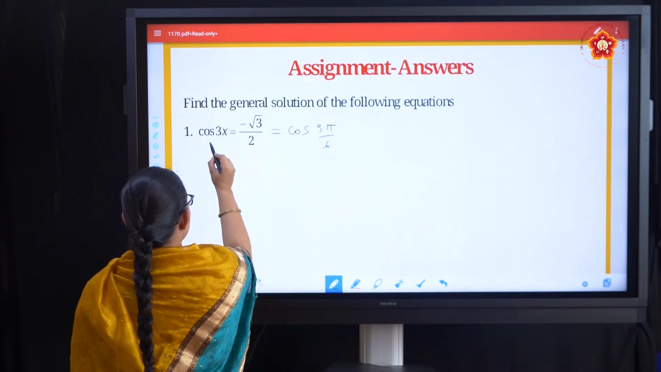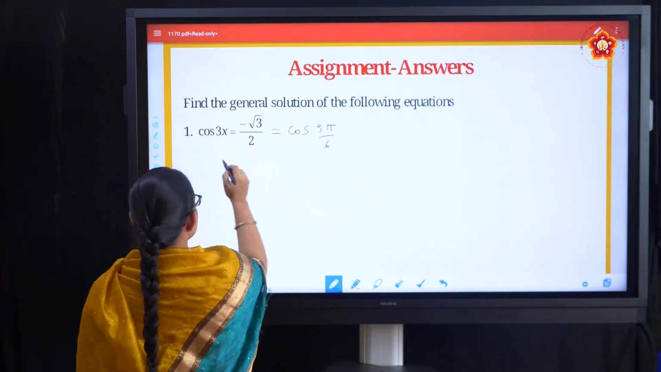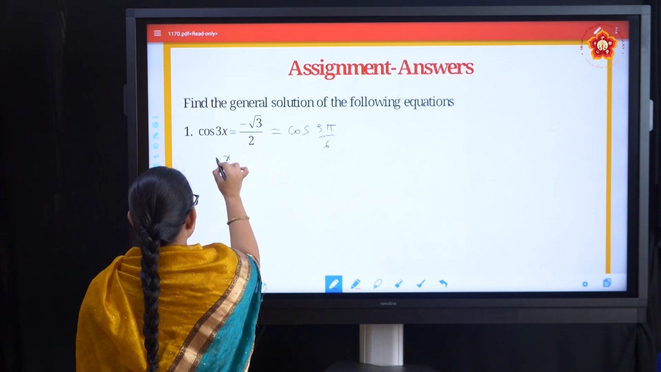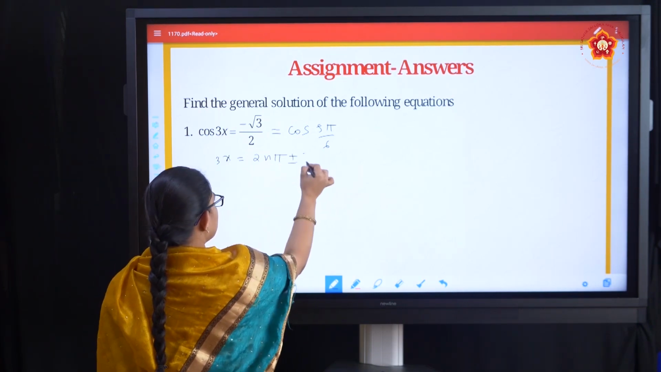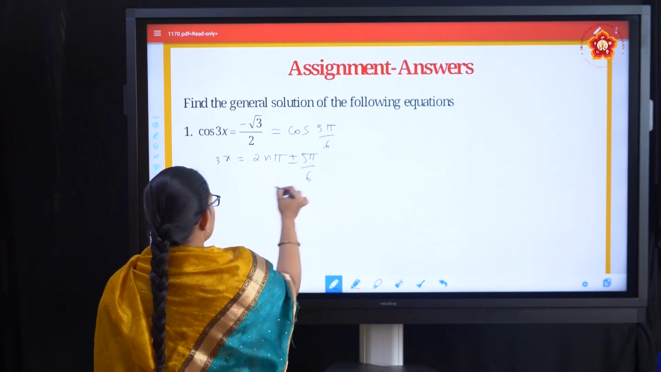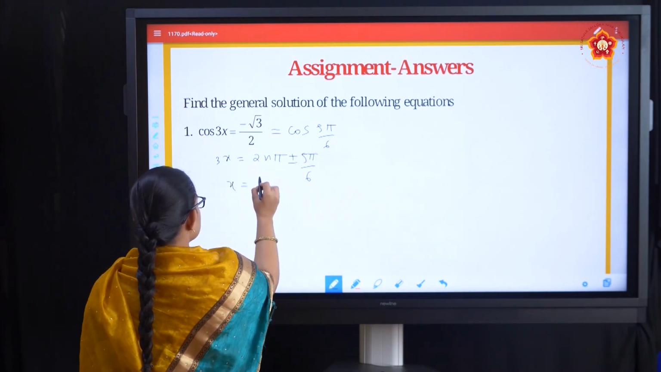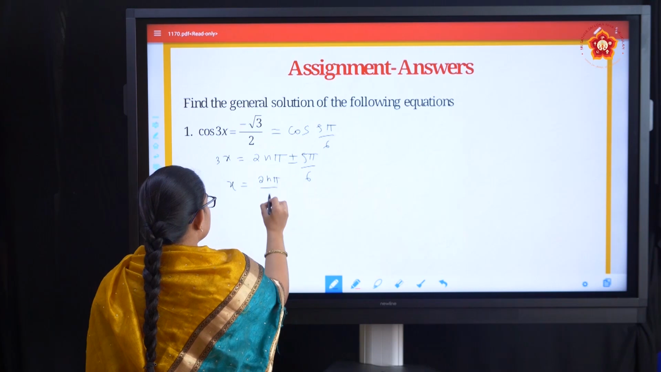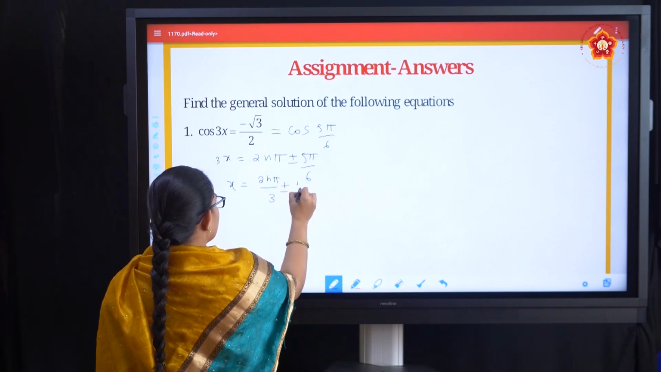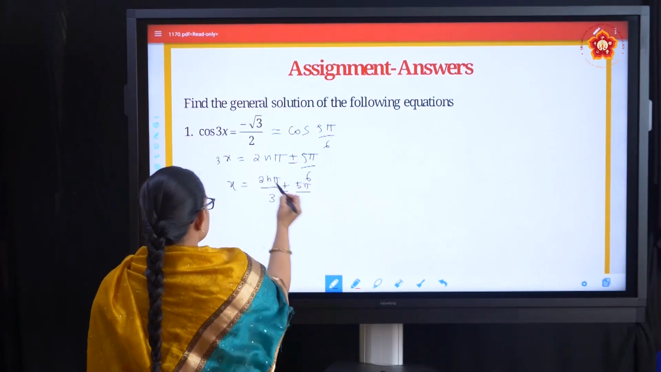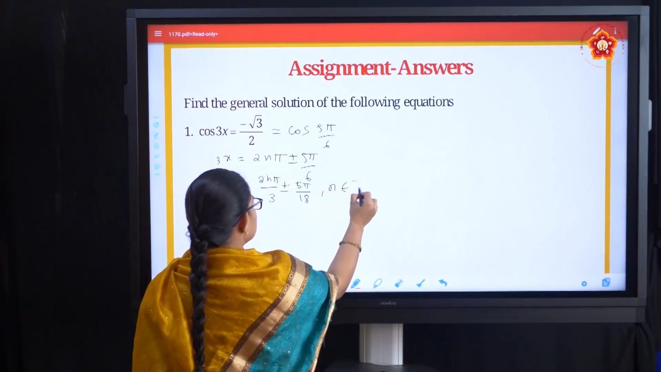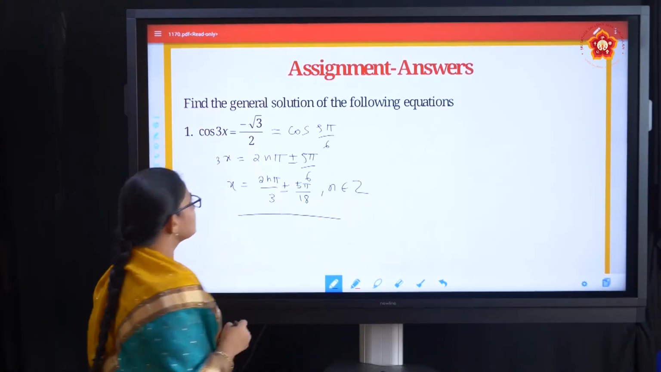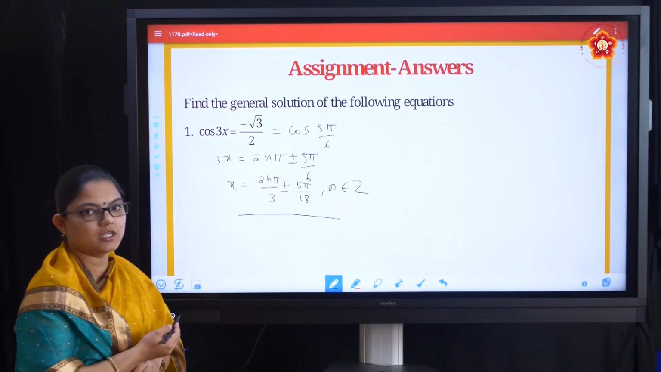Now it is in the form of cos x is equal to cos y. So we have the formula 3x is equal to 2n pi plus or minus y. Y is 5 pi by 6, but we need x. So x is nothing but 2n pi by 3 plus or minus 5 pi by 3 into 6, that is 18, where n belongs to Z. So this is the general solution of this particular equation.